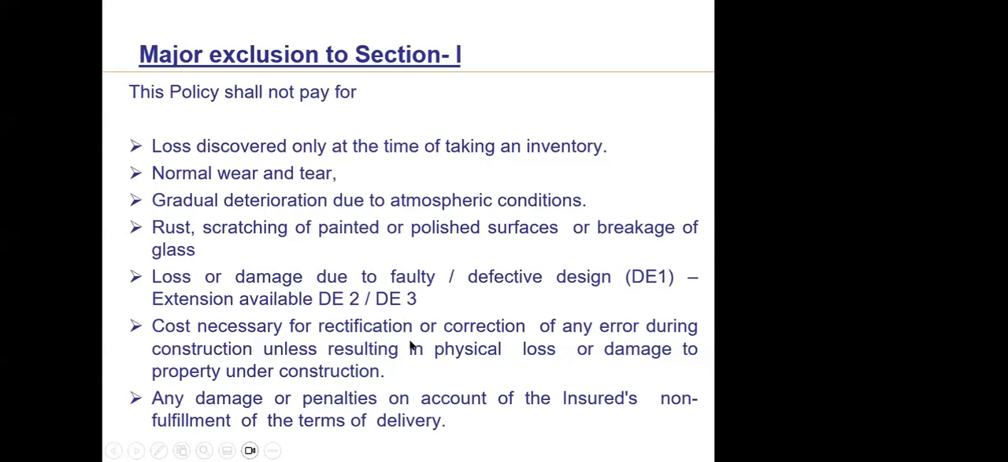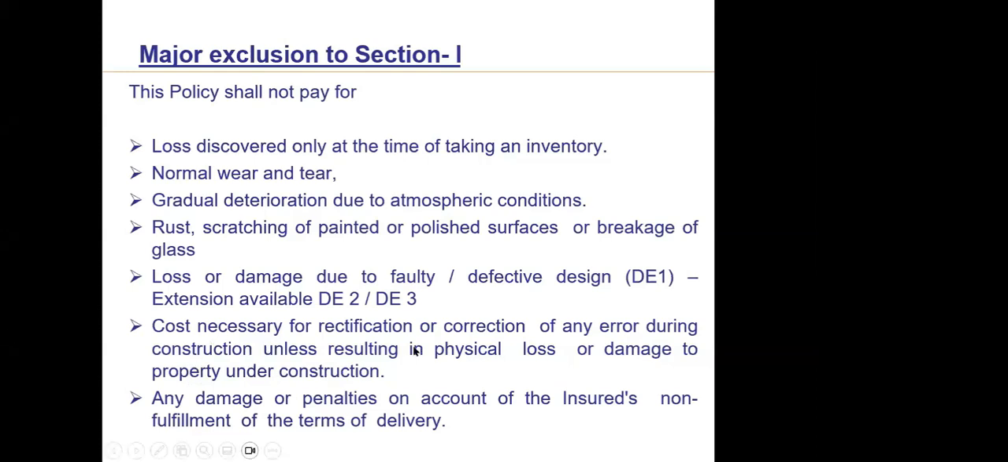Then the cost necessary for rectification or correction. This is very important. If there is a fault due to carelessness, bad workmanship, that is covered, but rectification cost is not covered. So what is covered? That is given unless it results in physical loss or damage to the property under construction, if it leads to damage to other parts which were properly constructed.